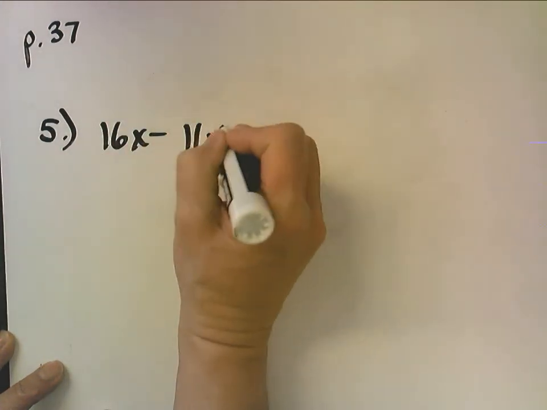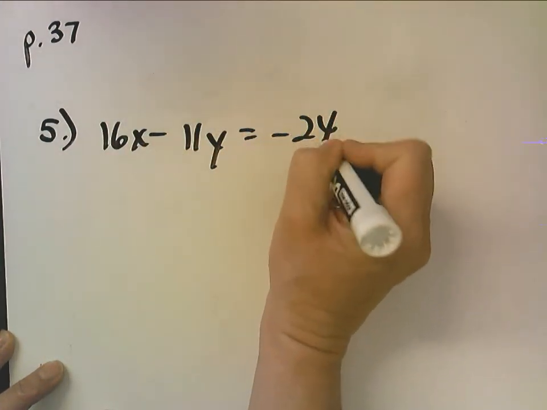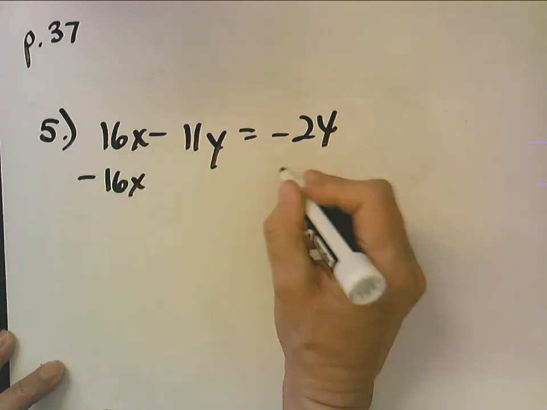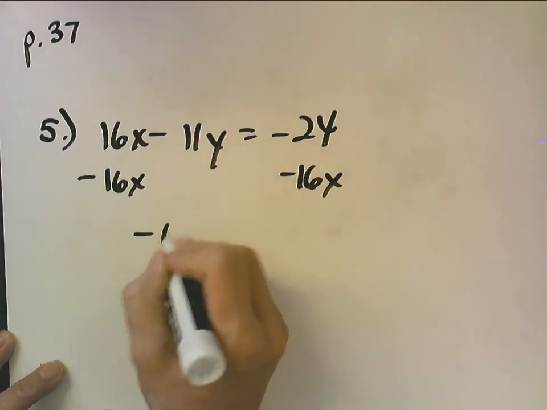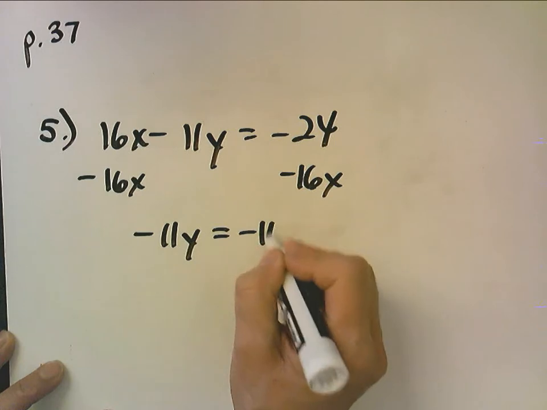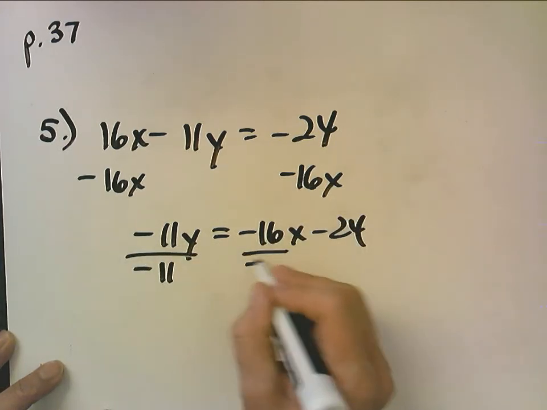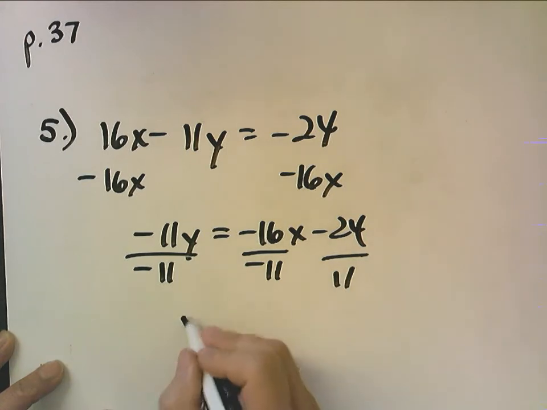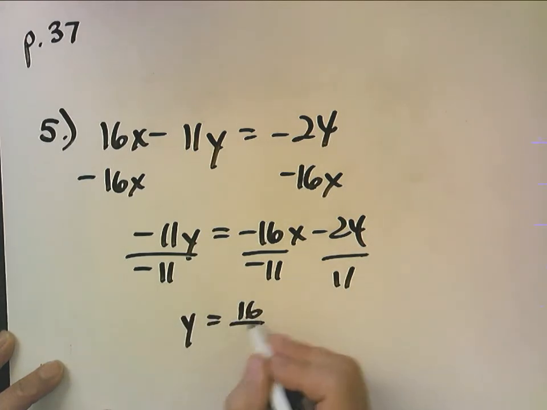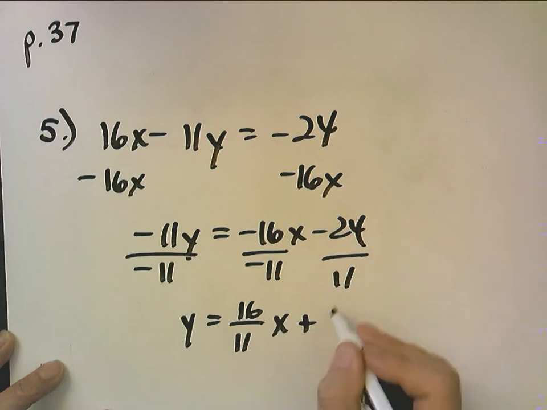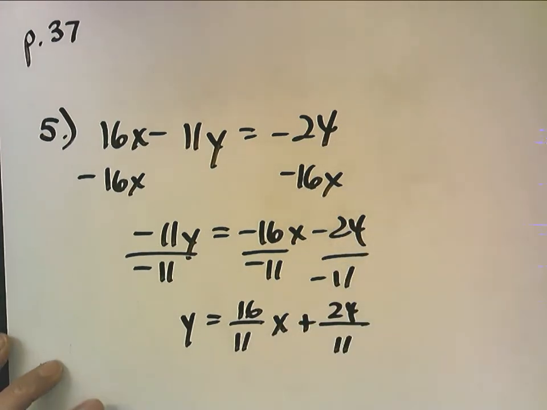16x minus 11y equals negative 24, minus 16x, minus 16x. Negative 11y equals negative 16x minus 24. Divide by negative 11. And we get y equals 16/11 x plus 24/11. And that's because that's a negative over a negative. And then number 6.